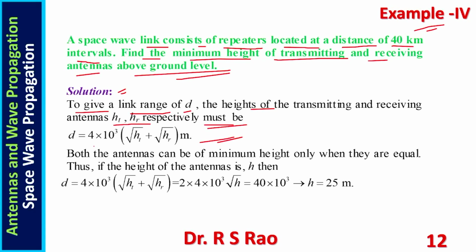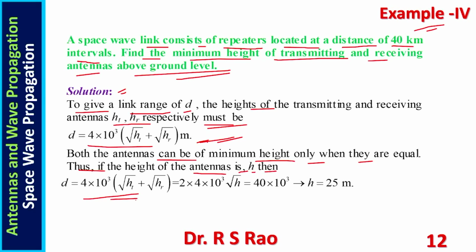This is the formula. D is equal to 4 into 10 power 3 into the square root of HT plus the square root of HR, in meters. So this formula relates the heights of the antennas with the link range. Both antennas can be of minimum height only when they are equal. Thus, if the height of the antennas is H, then it can be found.